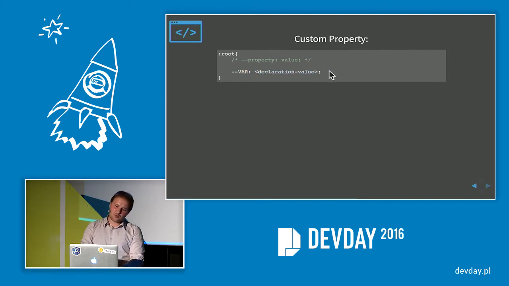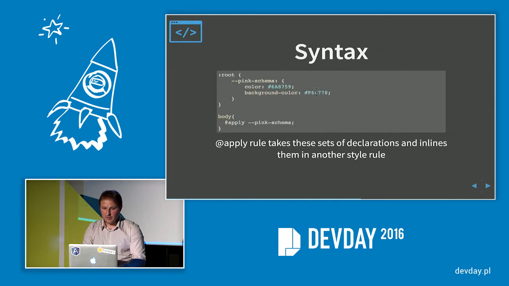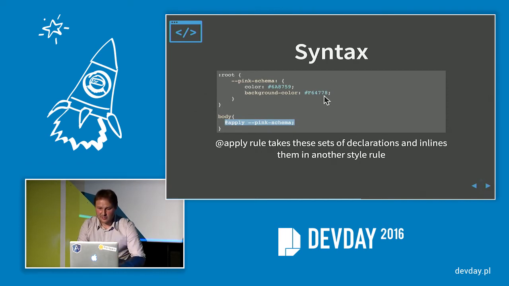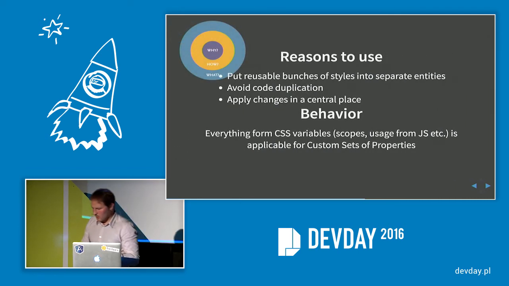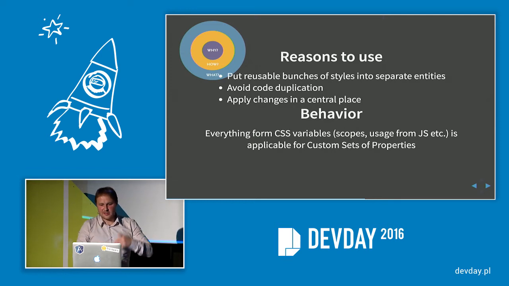What if we just put not a value there, but some declaration of style, like property 1, value 1, property 2, value 2, like this? Not bad idea. It already looks like a mixin. If you just use something like apply, it works. It works, and it's exactly what is in CSS now. So just use this apply, and instead of value, provide declaration of styles. And reasons to use are quite clear. So just avoid code duplication, have this in central place, everything I told you before.